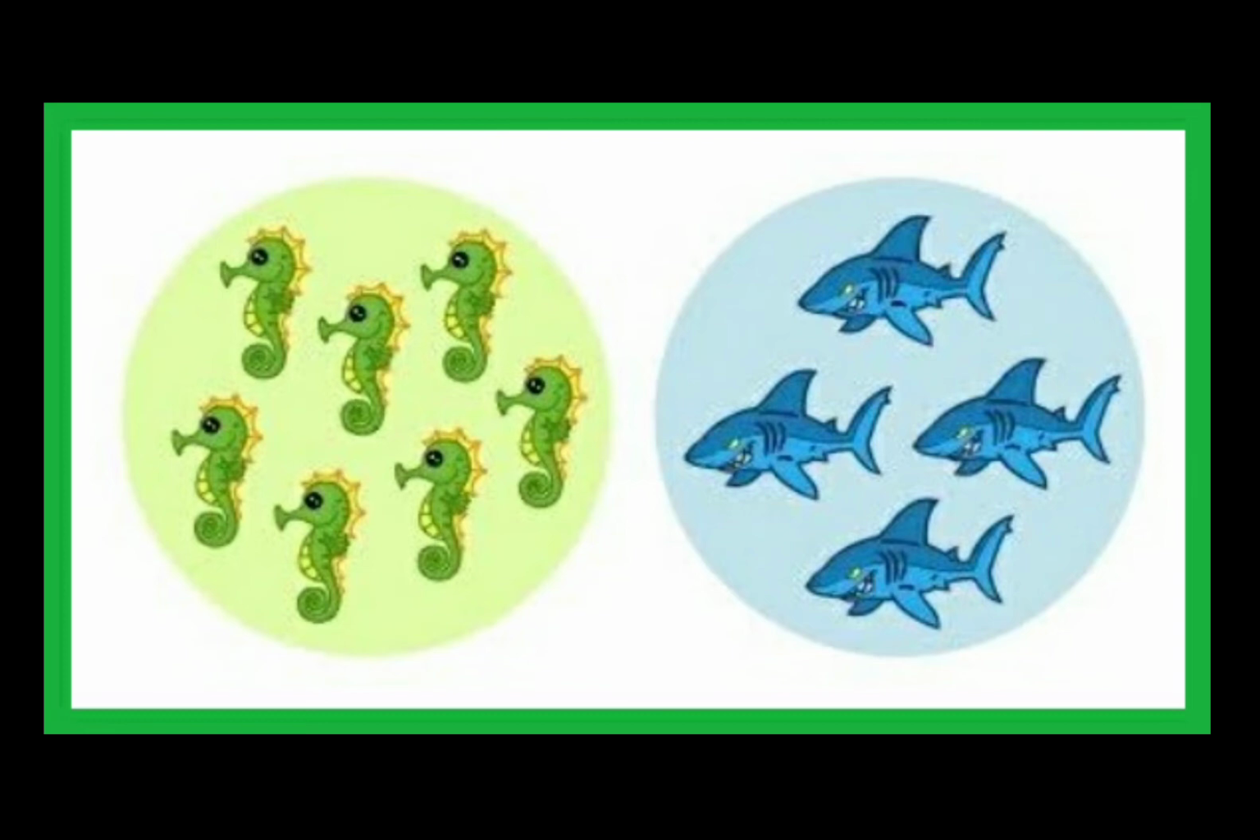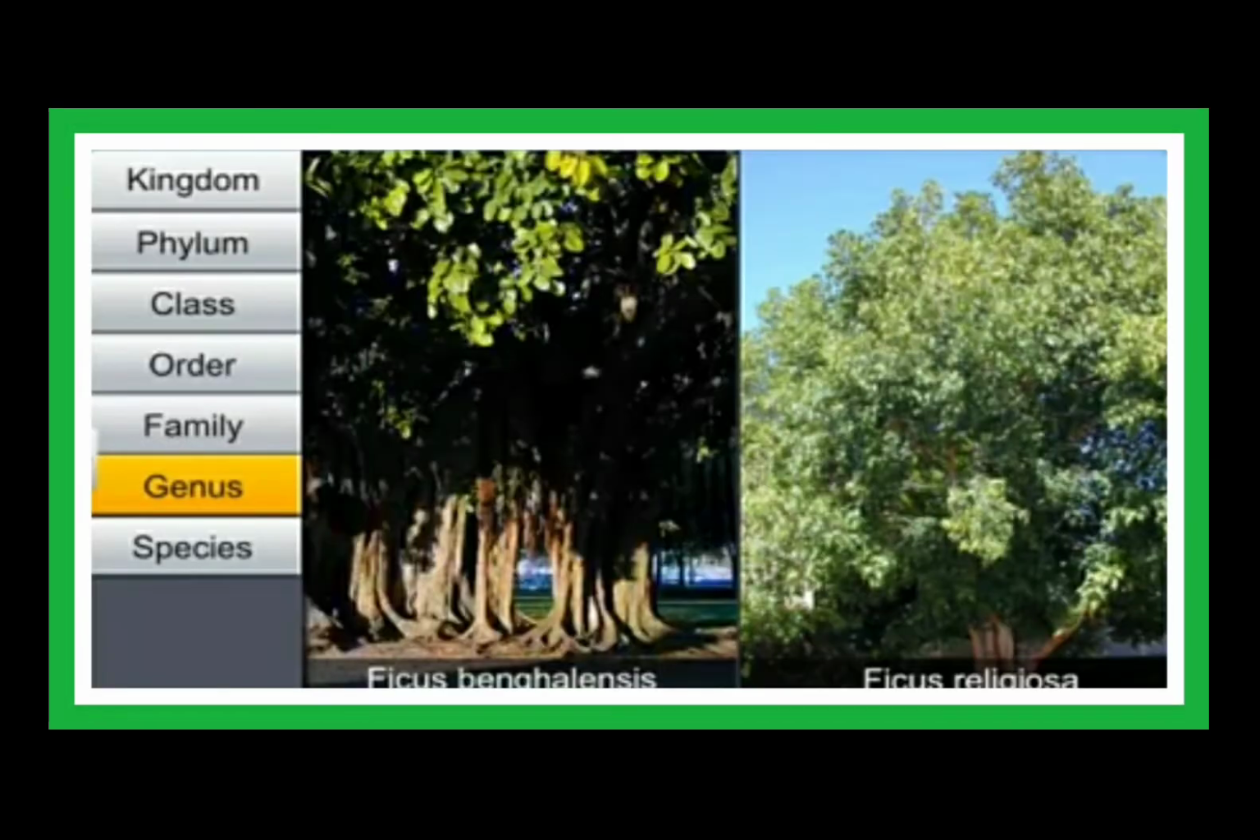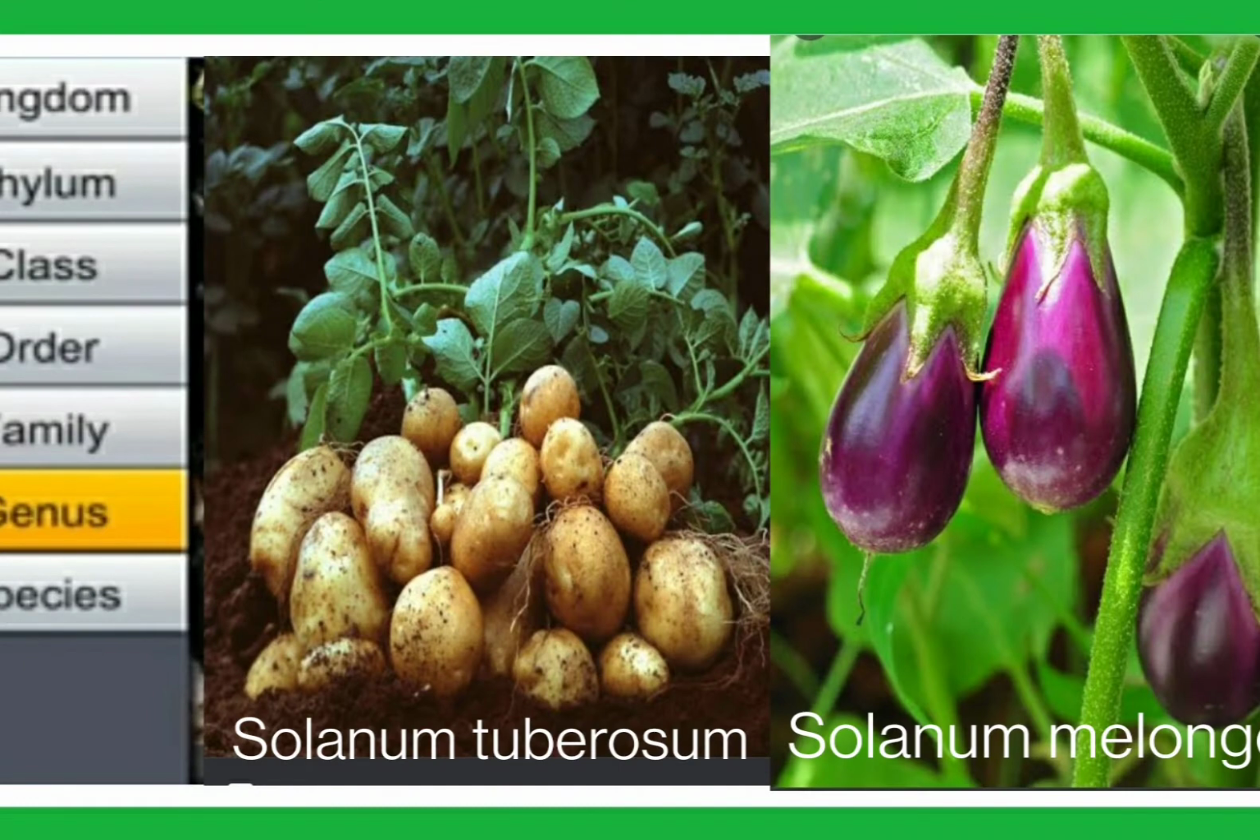It includes a group of similar organisms which have fundamental similarities, and they can freely reproduce among themselves to produce new offsprings. Here we can see a group of fishes and a group of aquatic horses. Now, two species which are having similarities are grouped under one genus. The banyan tree and peepal tree are having similarities, so that's why they're kept under the genus called Ficus.